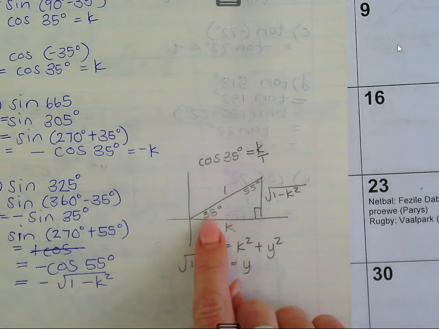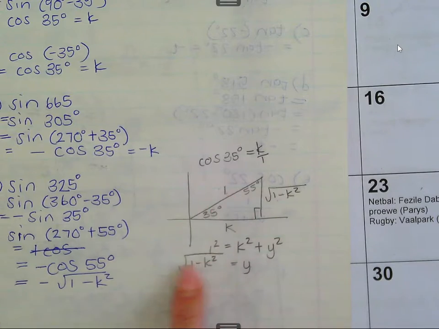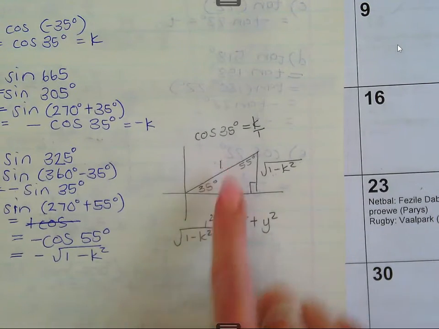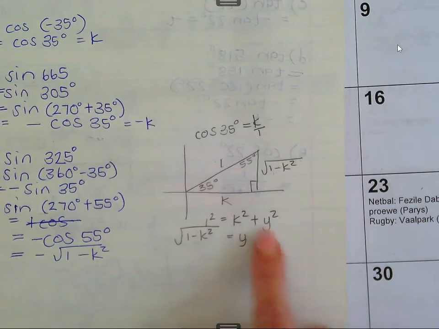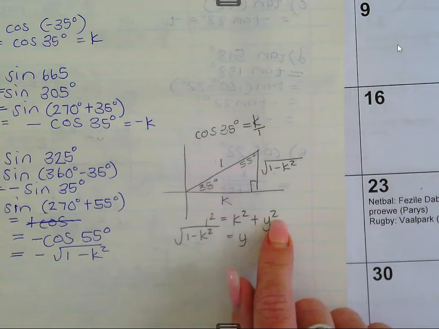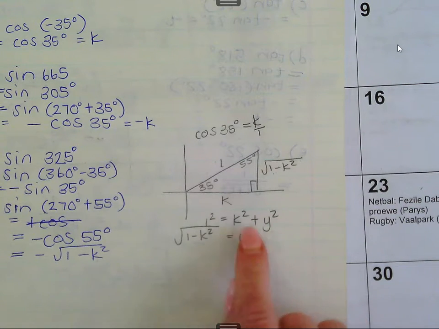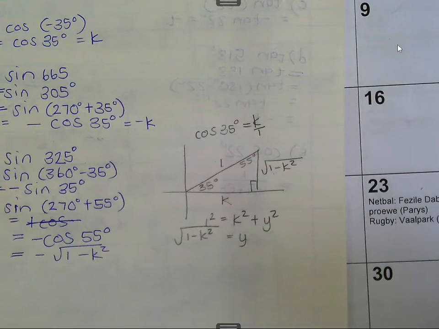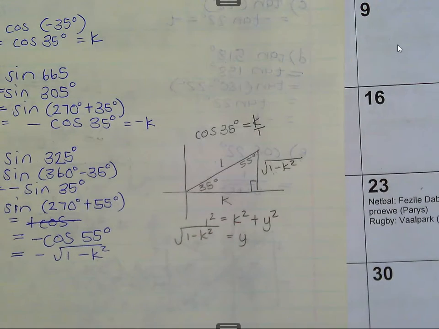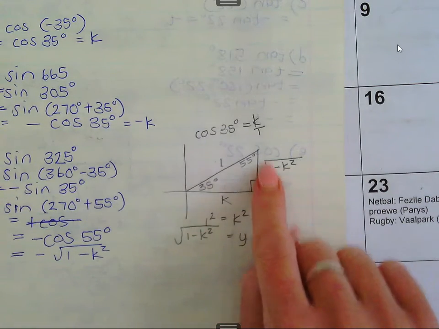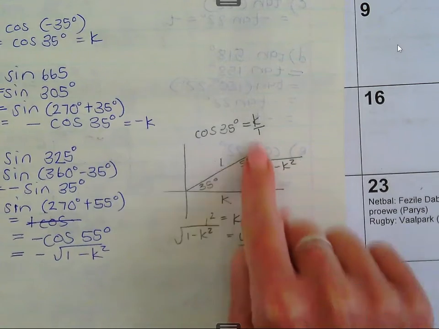Cos 35 is k over 1. Cos is adjacent over hypotenuse. Then I used Pythagoras. The hypotenuse squared is equal to the right angled side squared plus y squared, where only y squared is the real unknown here. In terms of k means that k is now not considered as an unknown. It's fine if that's part of your answer. So I took the k squared over, it's subtracted, and I square rooted it. That is now the length of the y side there.